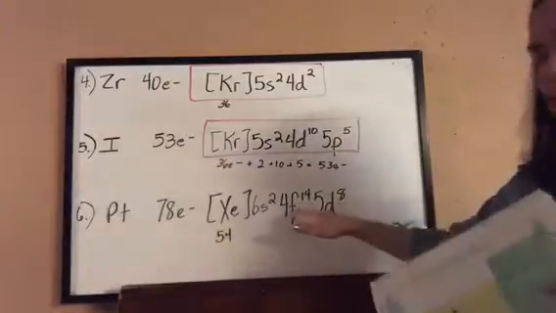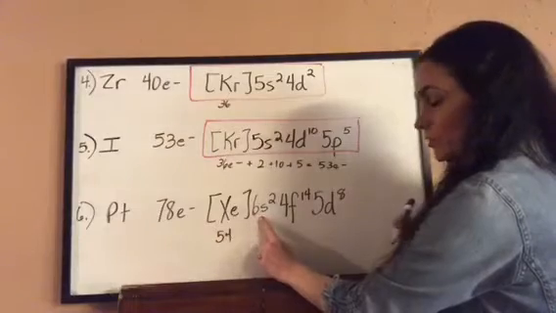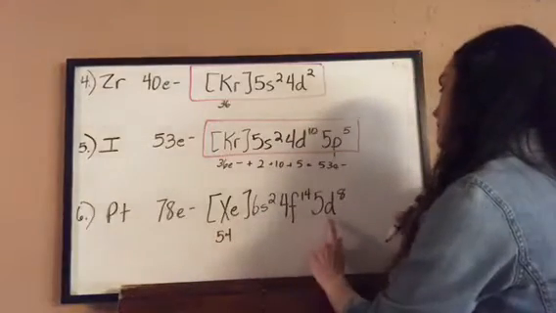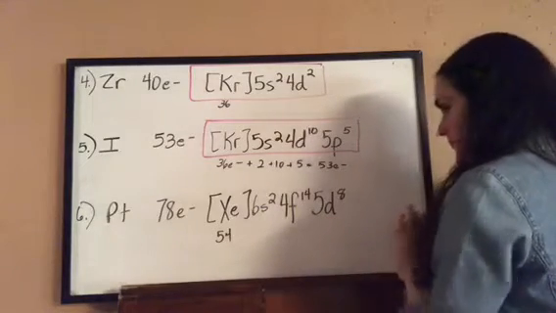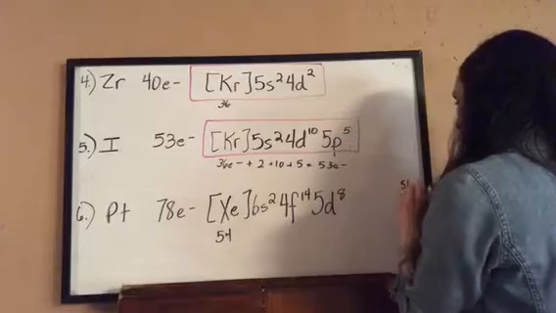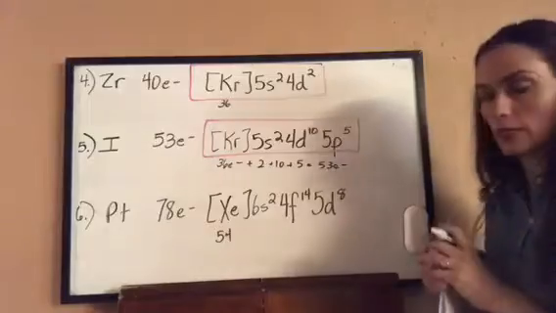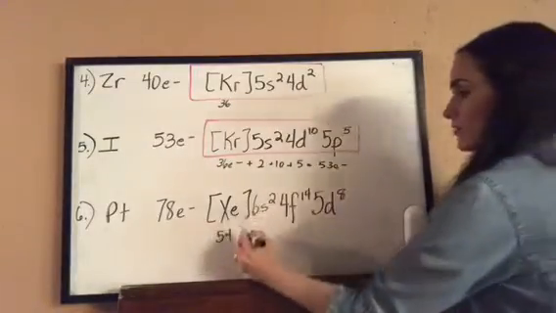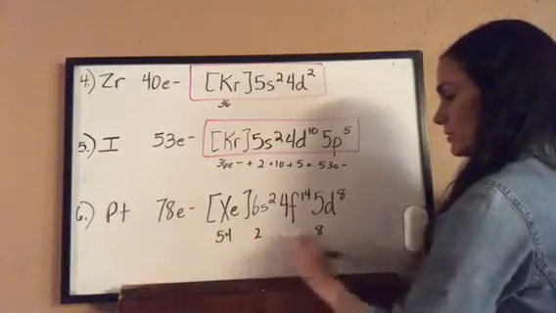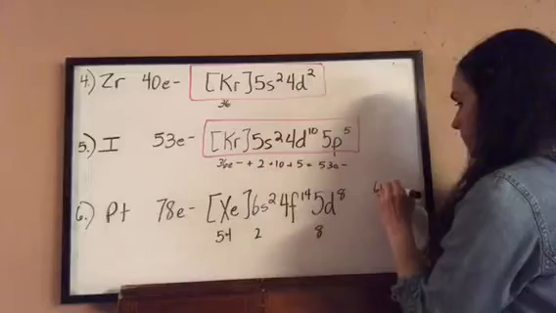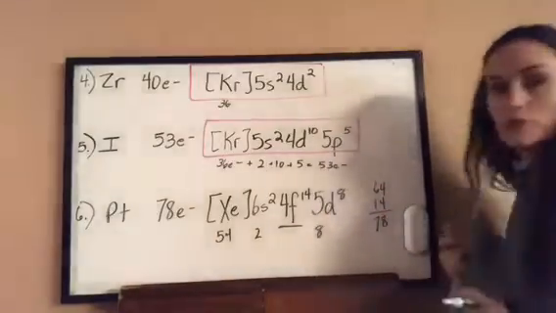Now, if you omitted the 4f14, let's say you did that, you would have 54 plus 2, which would be 56. Then you would have 8 more. That would only give you 64. You would be down 14 electrons, okay? So if you had 54 plus 2 plus 8, that would give you the 64. You would need to account for those 14 to give you the 78.